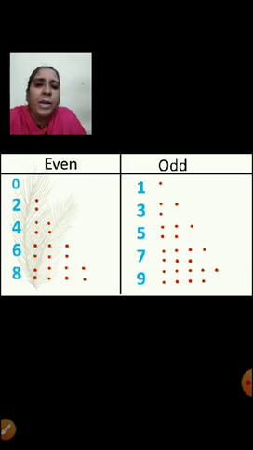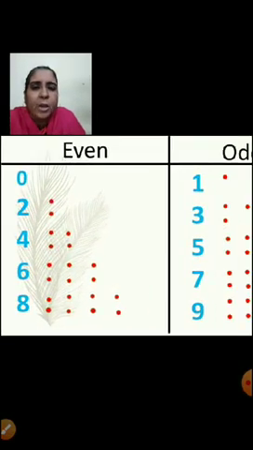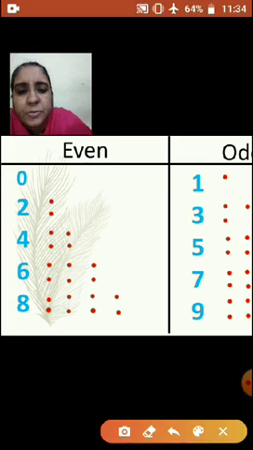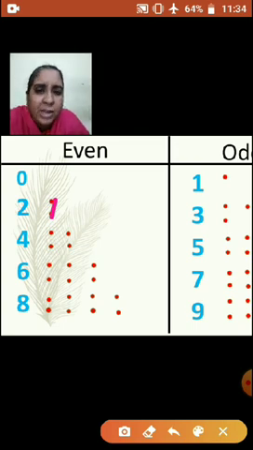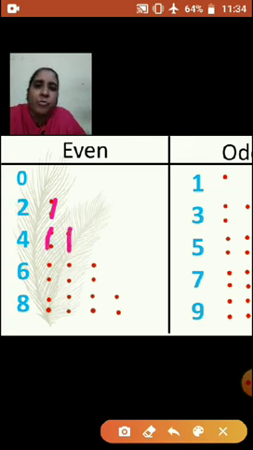Now let us make the pairs and find out whether what I have told is correct or not, right? Now I have put the dots. Let me make the pairs. Now 2 dots. So is any dot left here? No. Here also 4 dots. So let us make 2 pairs. Nothing is left. So it is an even number.